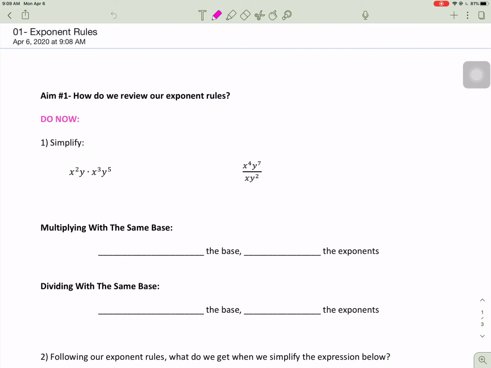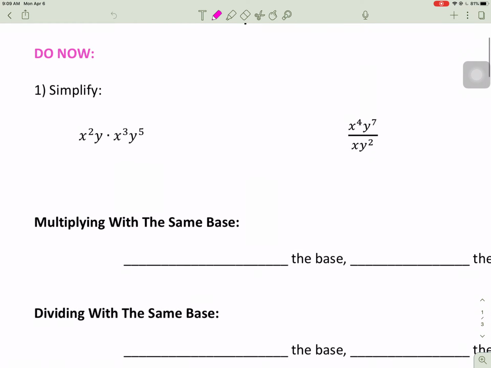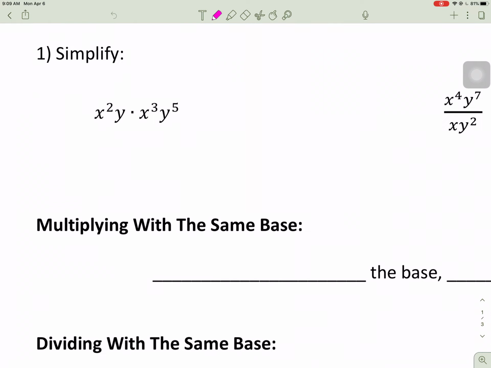Okay, guys, so we're going to start a new chapter here on exponential equations, exponential functions, but before we get into that, let's do some exponent rule review. So let's take a look here. x squared y times x cubed y to the fifth. Well, remember, it's all multiplication, really, in between here, too.